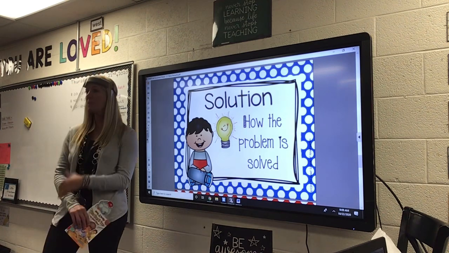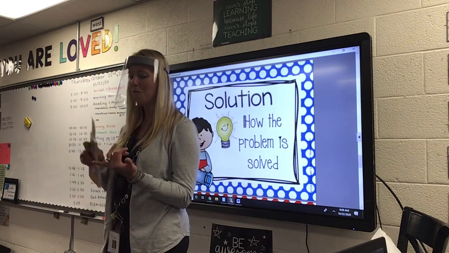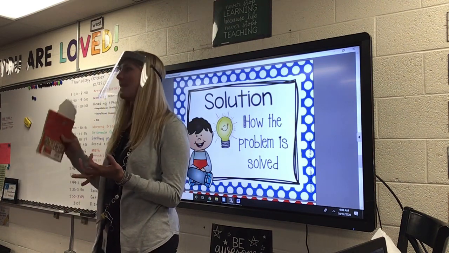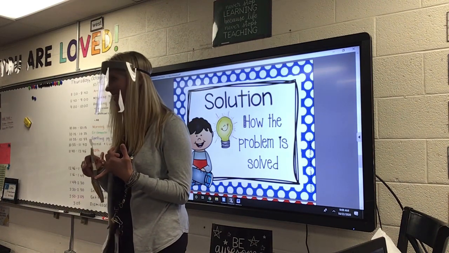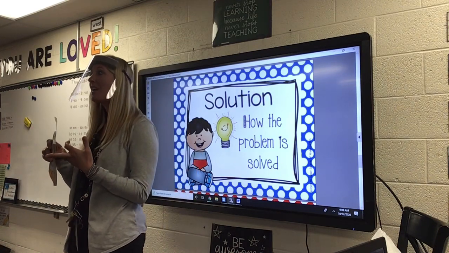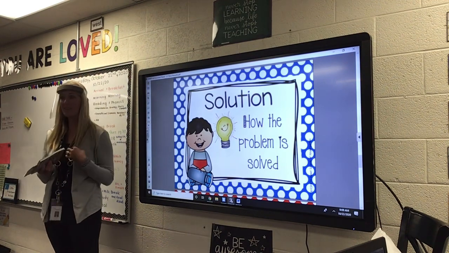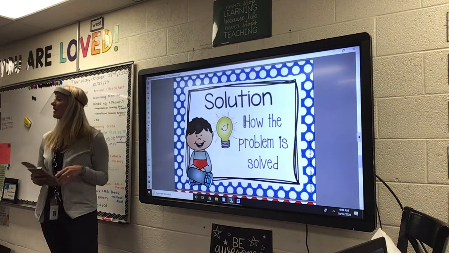So Addie used the example of the Three Little Pigs because we talked about that a few weeks ago. The first pig built his house out of hay, right? The second one built his out of sticks. The third one, bricks. Did that help solve the problem? Yeah, that was part of it, right? Okay.